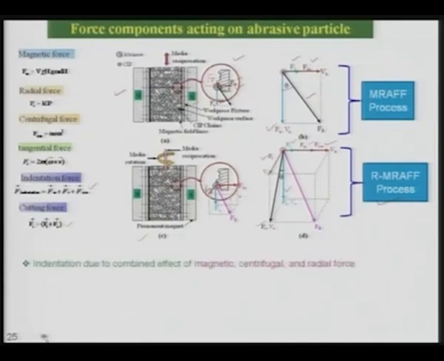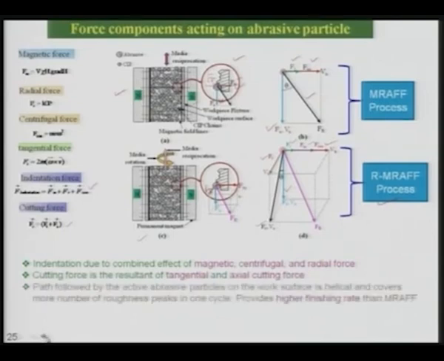Indentation is due to the combined effect of magnetic, centrifugal and radial force, and cutting force is the resultant of tangential and axial force, as I have already explained. The path followed by the active abrasive particles on the workpiece surface is helical. This is important, as I have mentioned that a helical path is being followed by the abrasive particles and covers more number of roughness peaks in one cycle.